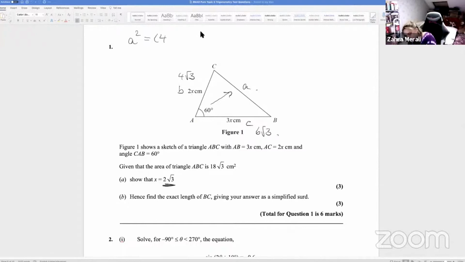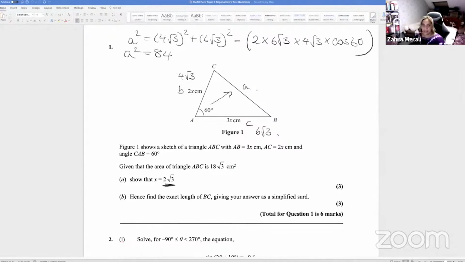So we've got 4 root 3 squared plus 6 root 3 squared minus, and I'd always recommend putting this in a big bracket, 2 times 6 root 3 times 4 root 3 times cos 60. Stick that all into your calculator and you get 84. If you put your square root in, it gives you 2 root 21. Nice and easy, using your calculator, nothing new from GCSE. It's area of a triangle, and then it's using the cosine rule.